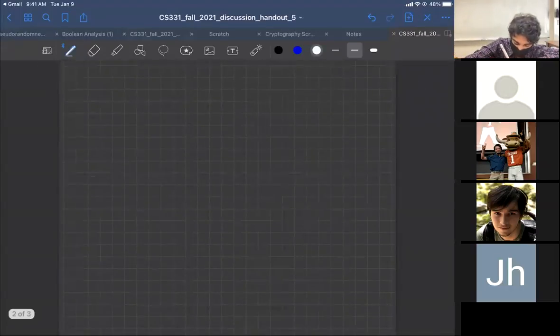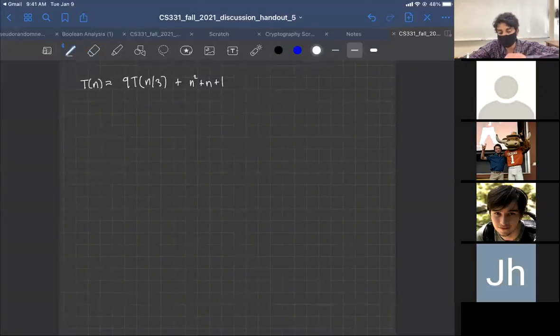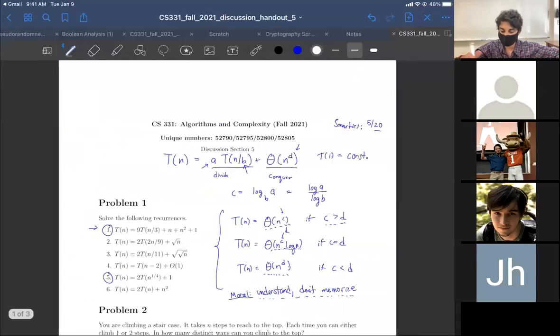The recurrence here is T(n) = 9T(n/3) + n squared + n + 1. And so let's go back to the master theorem here.